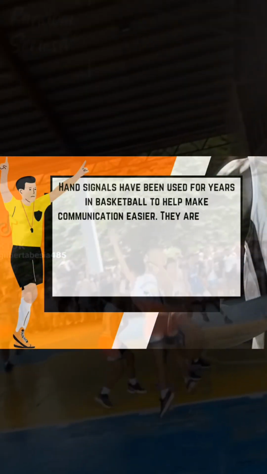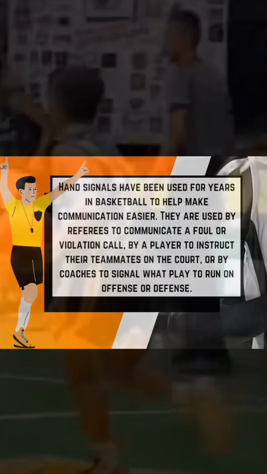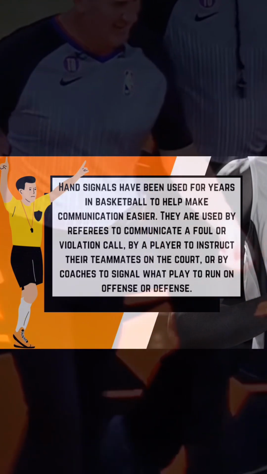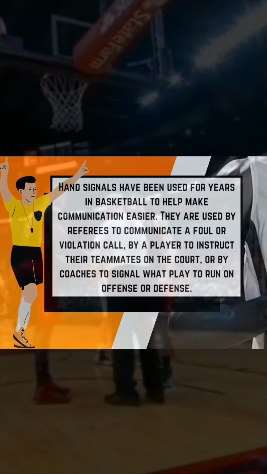Hand signals have been used for years in basketball to help make communication easier. They are used by referees to communicate a foul or violation call, by a player to instruct their teammates on the court, or by coaches to signal what play to run on offense or defense.